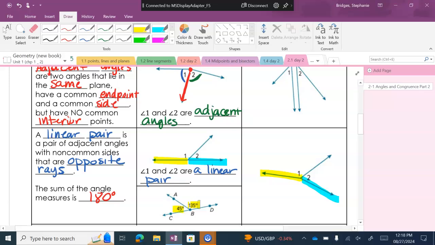So we have adjacent angles. They share an endpoint, they share a side. We have a linear pair, which is an adjacent pair, but they make a straight line, so they equal 180 degrees. And then the next type of angles that we are going to discuss are called vertical angles.